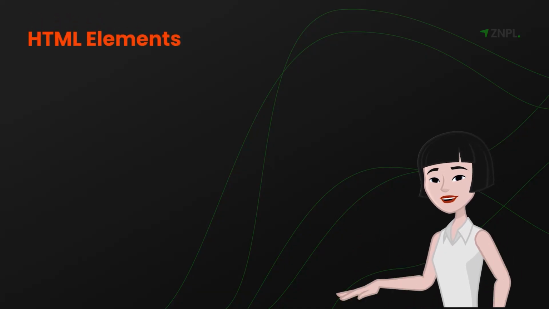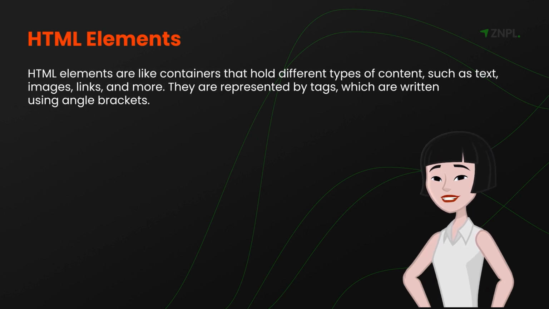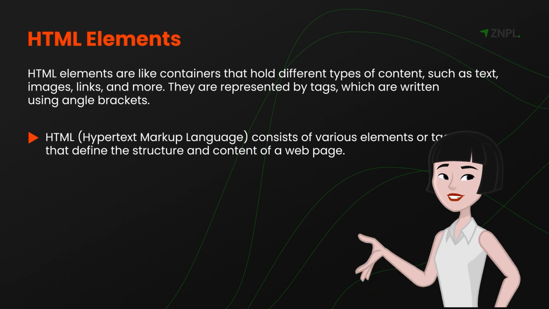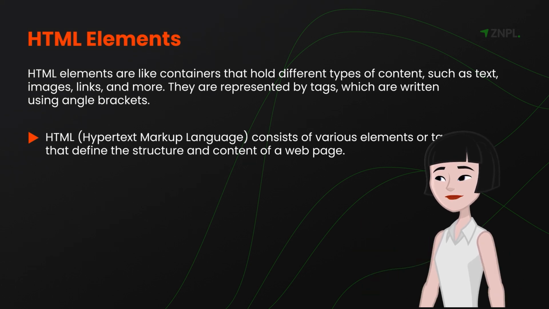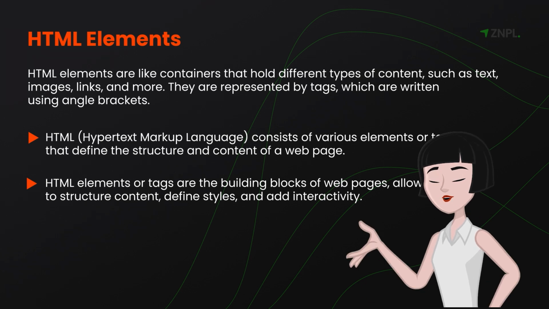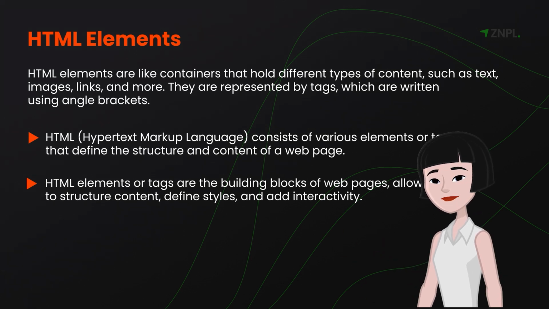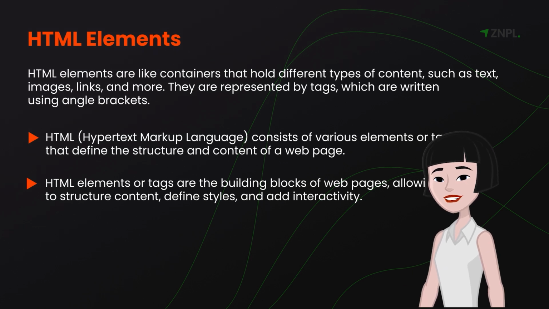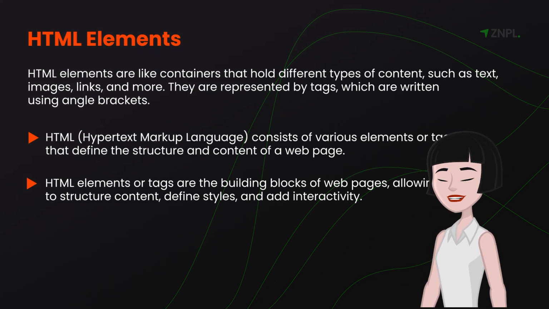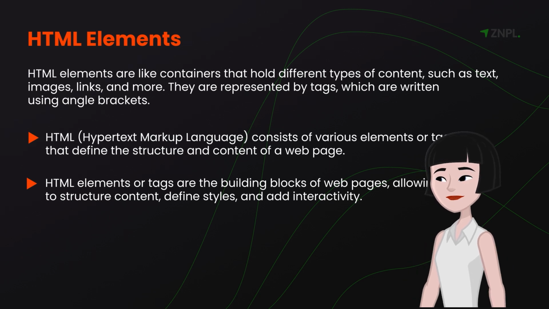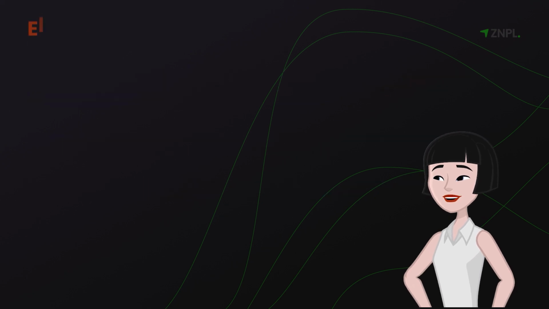HTML elements or tags. HTML elements are like containers that hold different types of content, such as text, images, links, and more. They are represented by tags, which are written using angle brackets. HTML consists of various elements or tags that define the structure and content of a web page. HTML elements or tags are the building blocks of web pages, allowing you to structure content, define styles, and add interactivity.